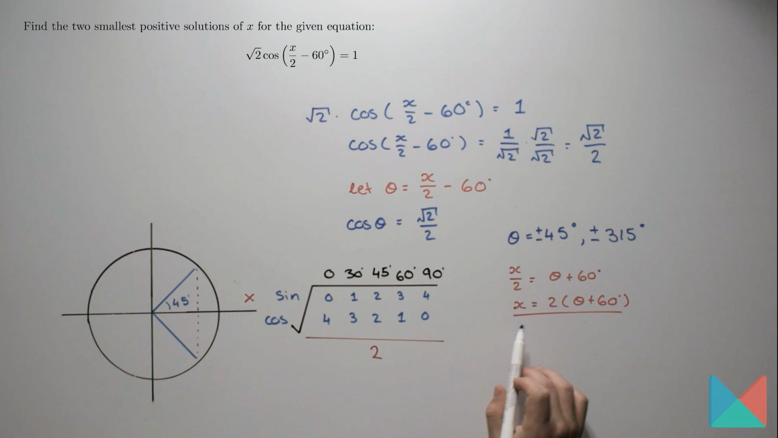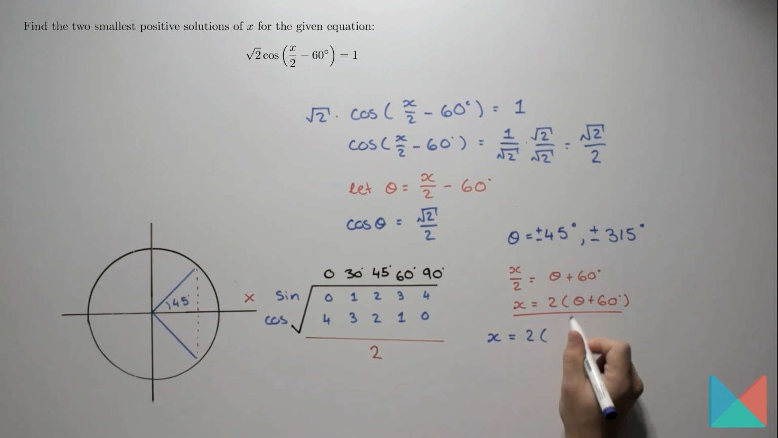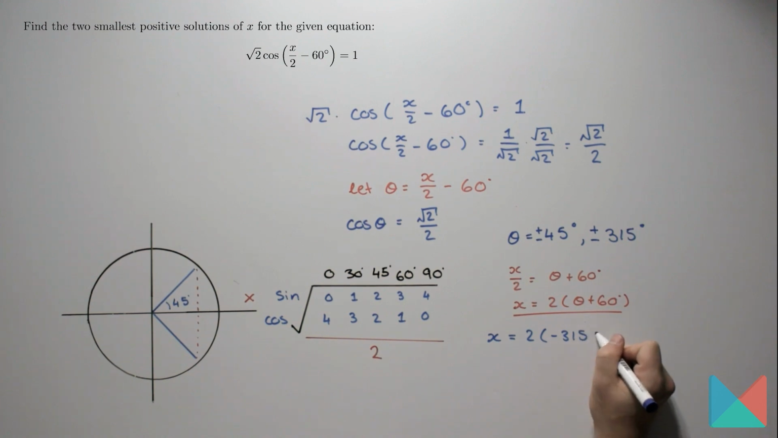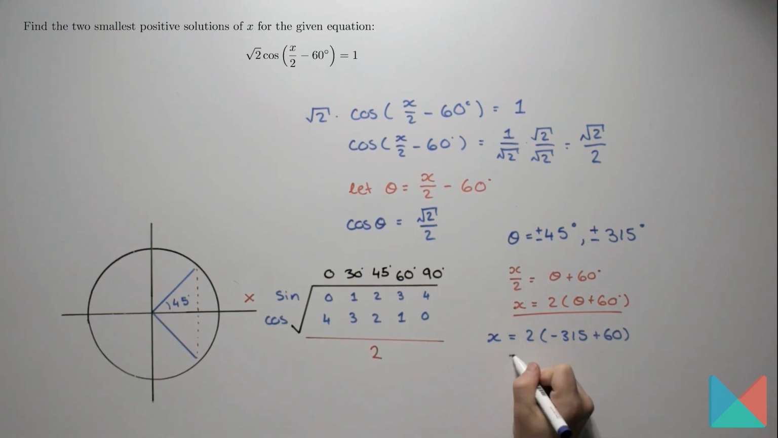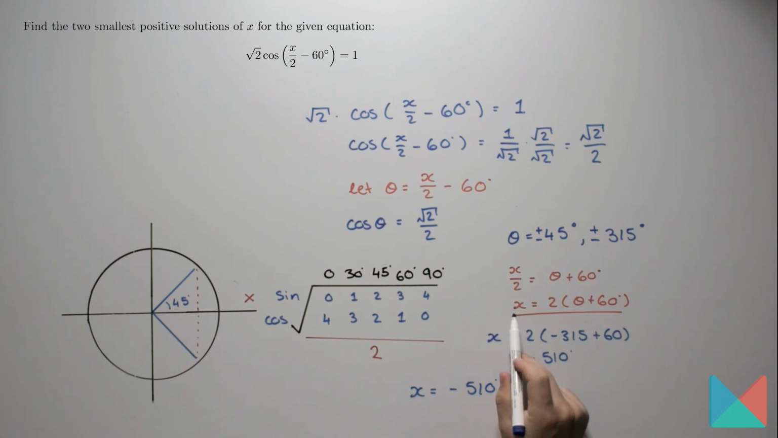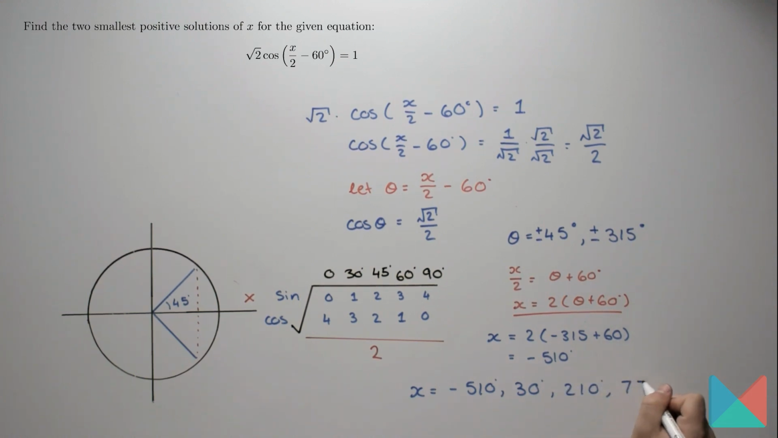Now let's solve for our values of x, starting with our most negative value of theta, which is negative 315 degrees. And so x is going to equal 2 times theta, which is negative 315, plus 60. If we solve this on our calculator, we get negative 510 degrees. So our first solution is going to be negative 510. If we do a similar thing for all our other angles of theta by subbing them into this equation that we've made, we will get 30 degrees, 210 degrees, and 750 degrees for our values of x.